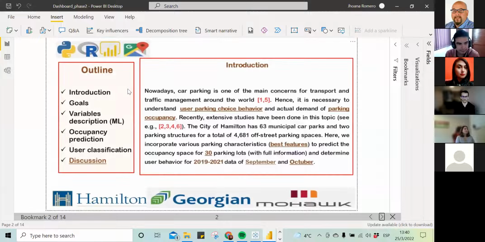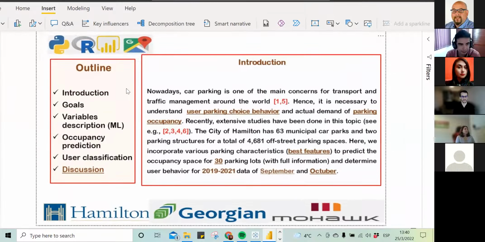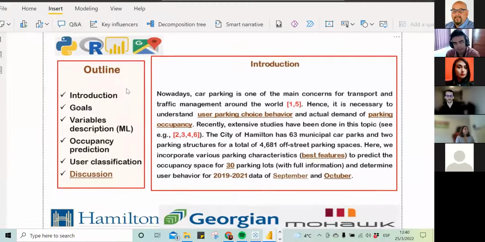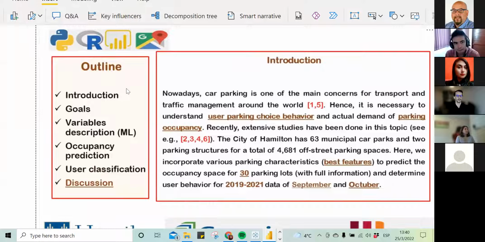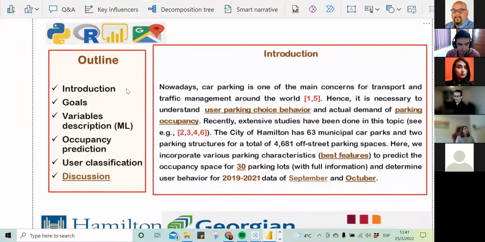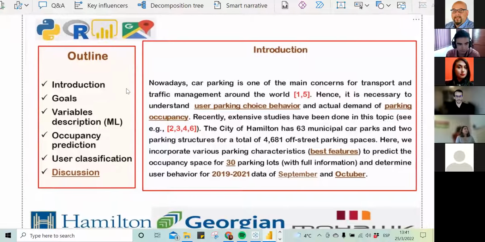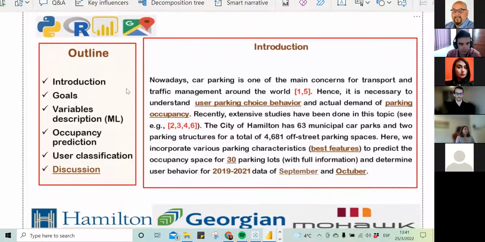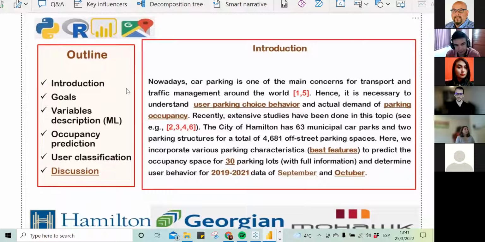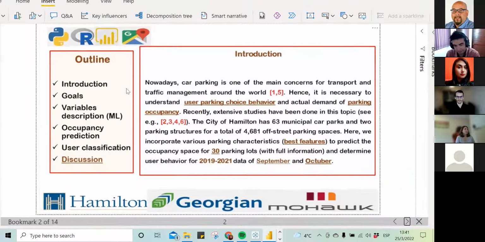Next. Here are the packages and languages that we have used: Python, R, Power BI, and Google Maps API. And the outline is the introduction, the goals, variables description, occupancy prediction, user classification, and finally the conclusions.